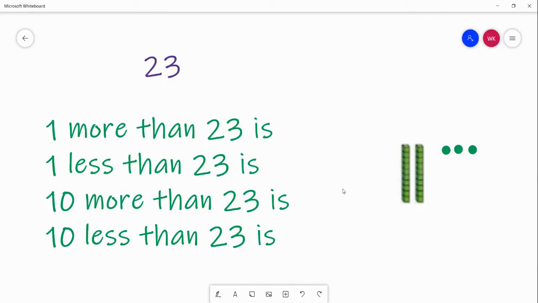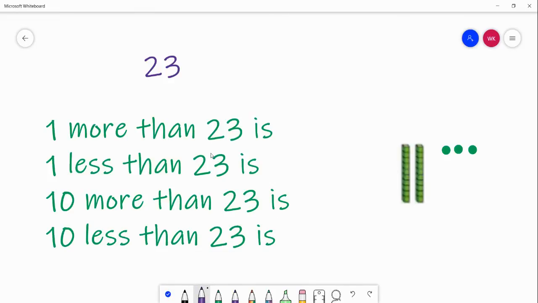So go ahead and pause this video, draw out your visual representation, write out this 10 more, 10 less, 1 more, 1 less, so that you can figure out what the problem is. And then go ahead and press play, because I'm going to go over it with you guys when you are ready. All right, so hopefully you guys wrote this problem down.